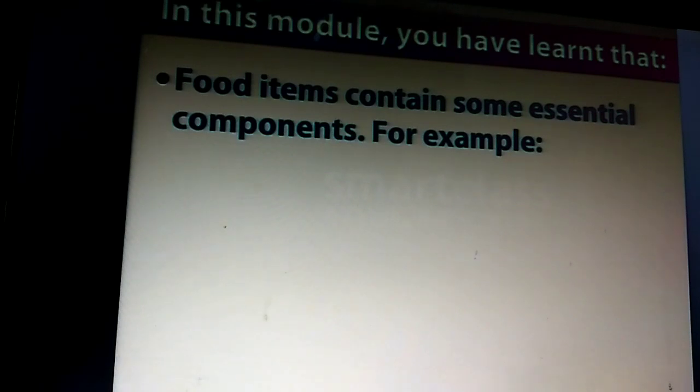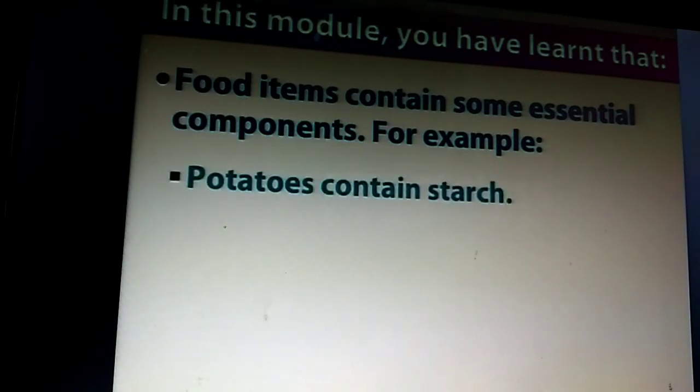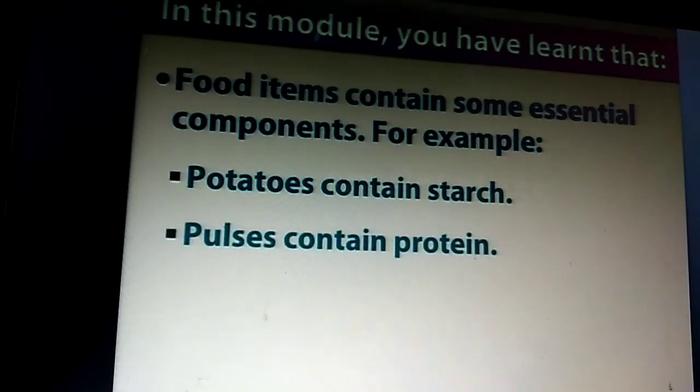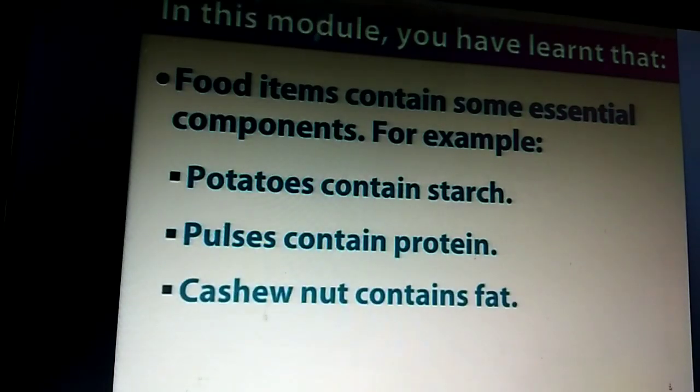In this module, you have learned that food items contain some essential components. For example, potatoes contain starch, pulses contain protein, cashew nut contains fat.